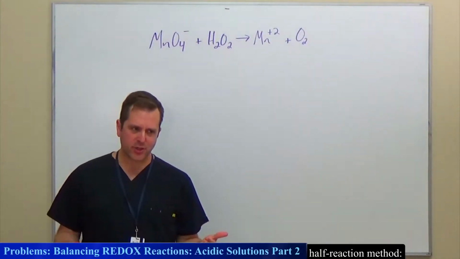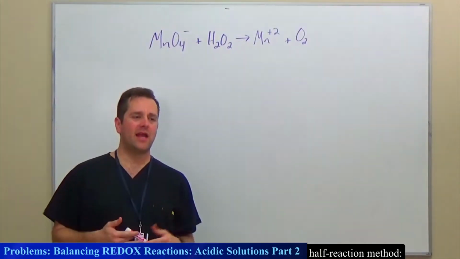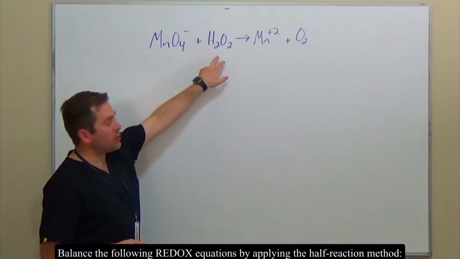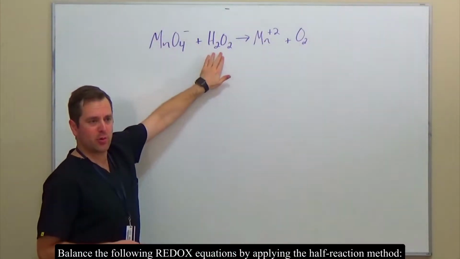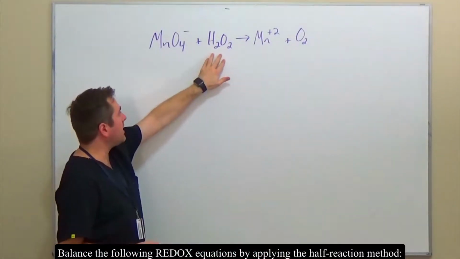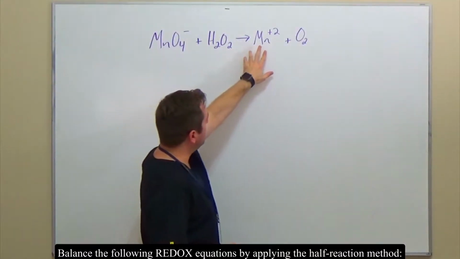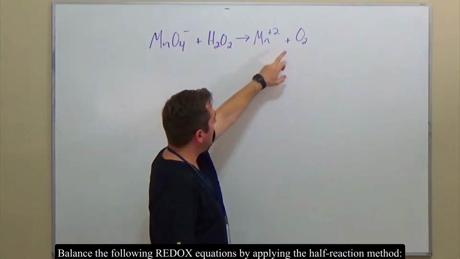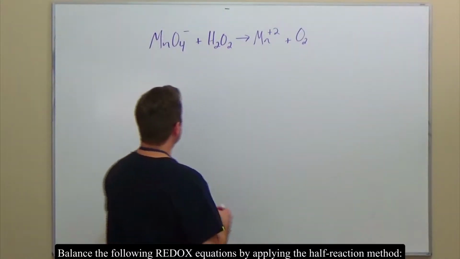Now what about this reaction? We have a permanganate ion and it's reacting with, what is this? Anybody remember? H2O2, hydrogen peroxide. And together they yield manganese 2 ion and just oxygen gas. So let's go for it.